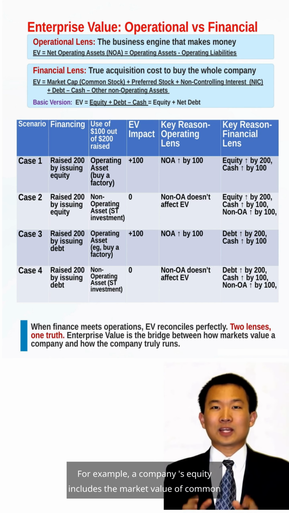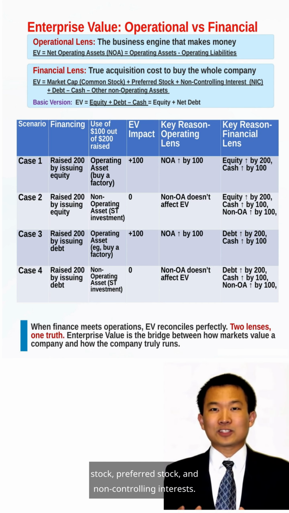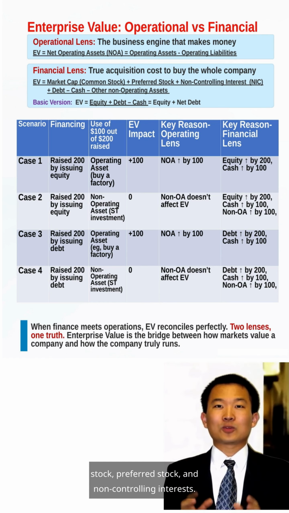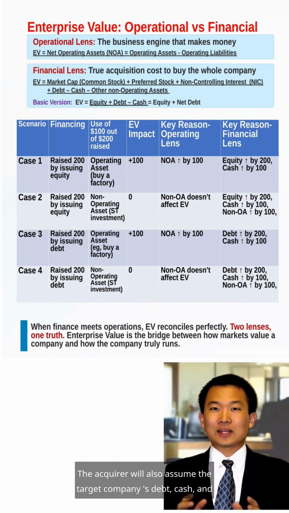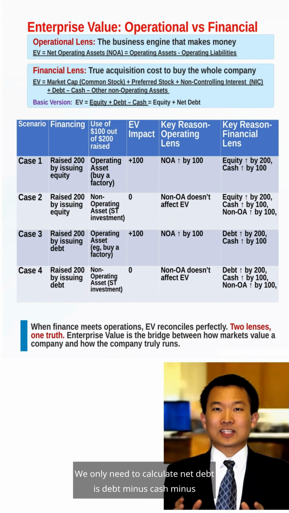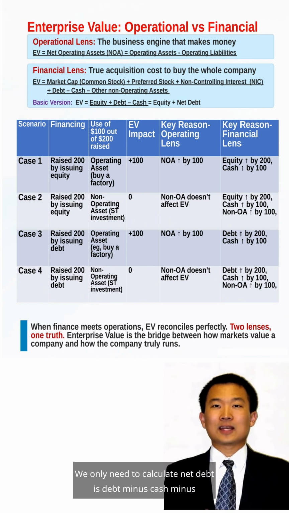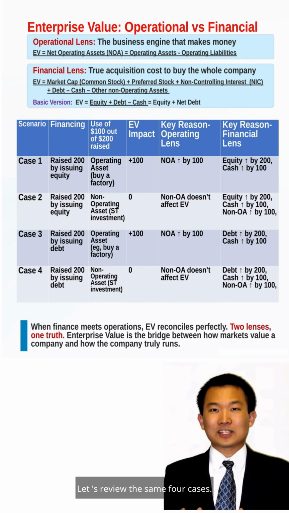For example, a company's equity includes the market value of common stock, preferred stock, and non-controlling interests. The acquirer will also assume the target company's debt, cash, and other non-operating assets. We only need to calculate net debt, which is debt minus cash minus non-operating assets. Let's review the same four cases.